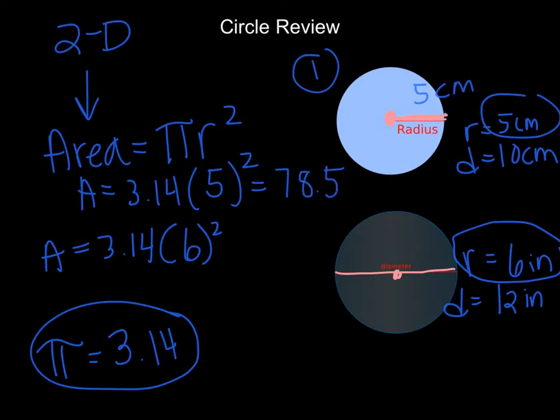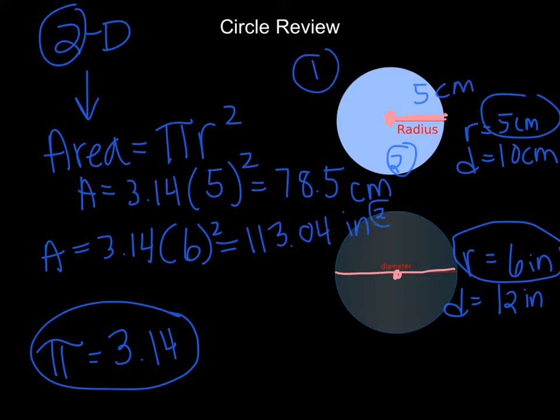78.5. And with area or volume, we're always going to be labeling it. So in this case, it would be centimeters squared. It's squared because it's a two-dimensional shape. For the second circle, typing 3.14 times 6 squared into my calculator, the area is 113.04. We measured it in inches, and again it'll be squared because it's a two-dimensional shape.